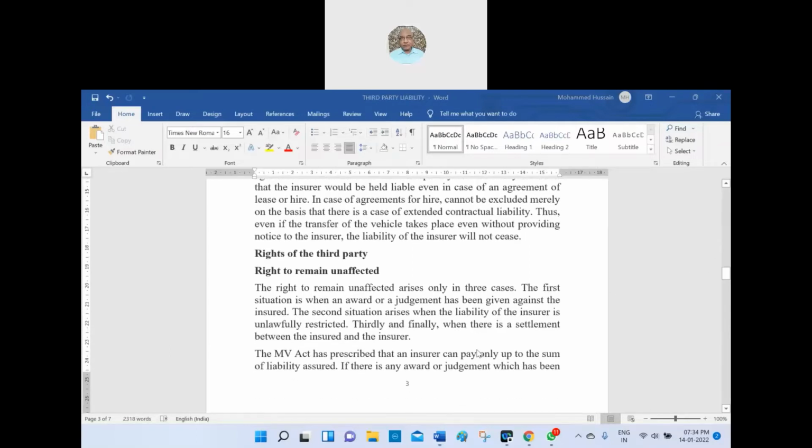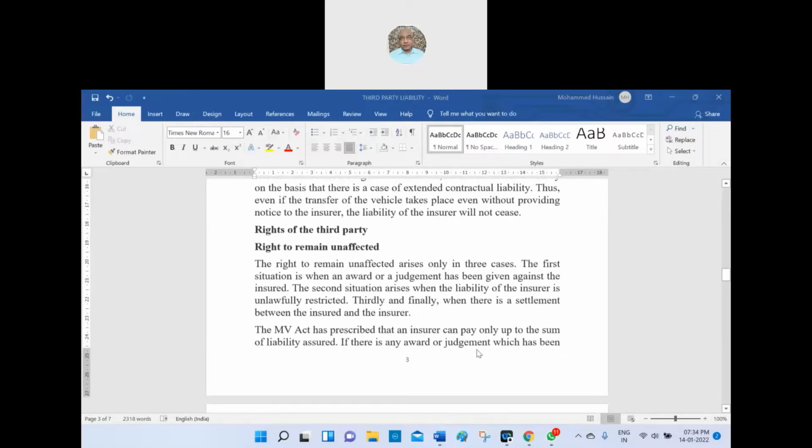Okay. The rights of the third party. Rights to remain unaffected. What are the rights to remain unaffected? Let us see that. The right to remain unaffected arises only in 3 cases. What are the 3 cases? Number 1, the first situation is when an award or a judgment has been given against the insured. Number 2, the second situation arises when the liability of the insurer is unlawfully restricted. Number 3, and finally, when there is a settlement between the insured and the insurer. At that instance, the third party's rights remain unaffected.